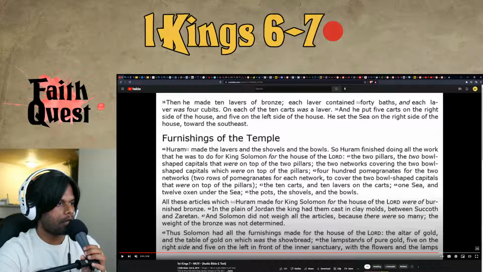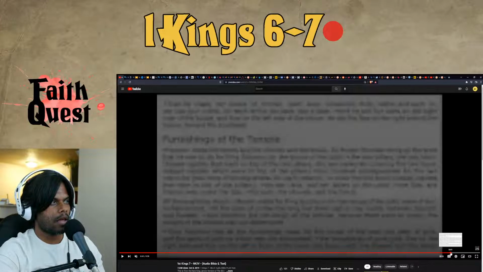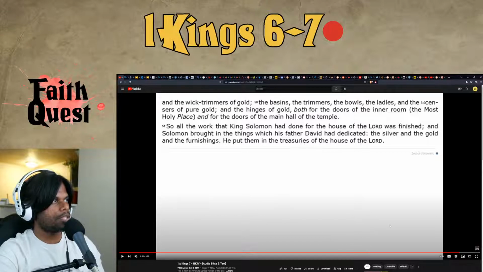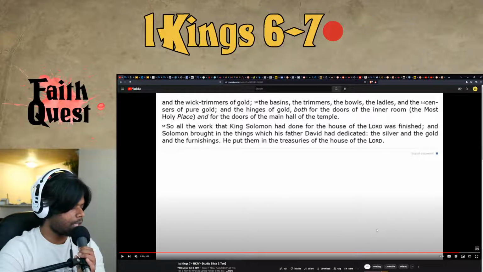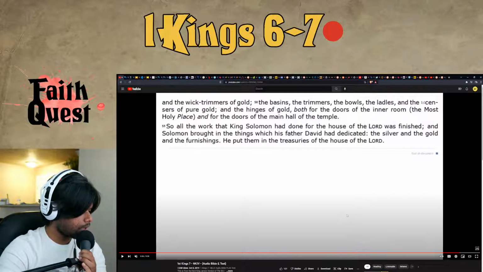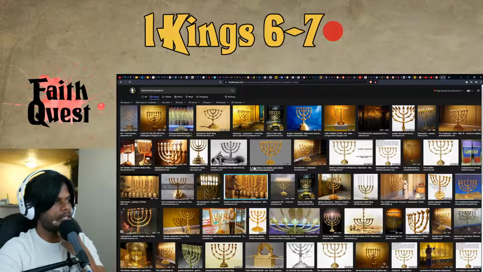Where is it? The lampstands of pure gold, 5 on the right side, 5 on the left side in front of the sanctuary, with flowers and the lamps and the wick trimmers of gold, the basins and the trimmers, bowls and ladles. And okay, so they didn't describe the lampstands, right? And I feel like they would have. And there's 5 of them. So it's not, I don't know if it's, yeah.